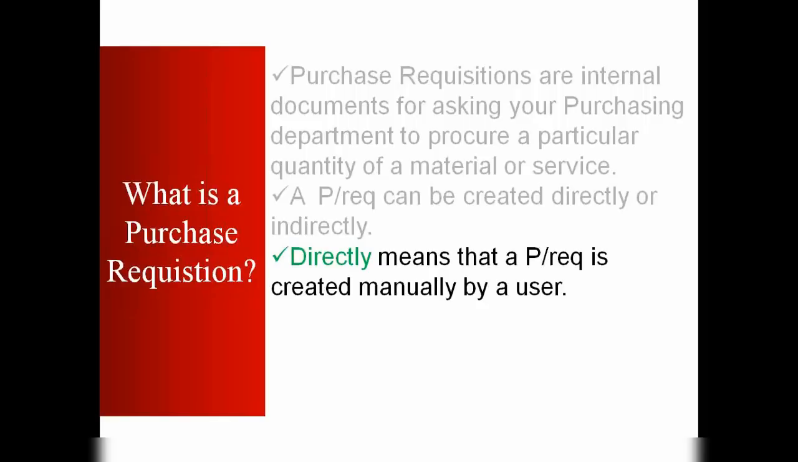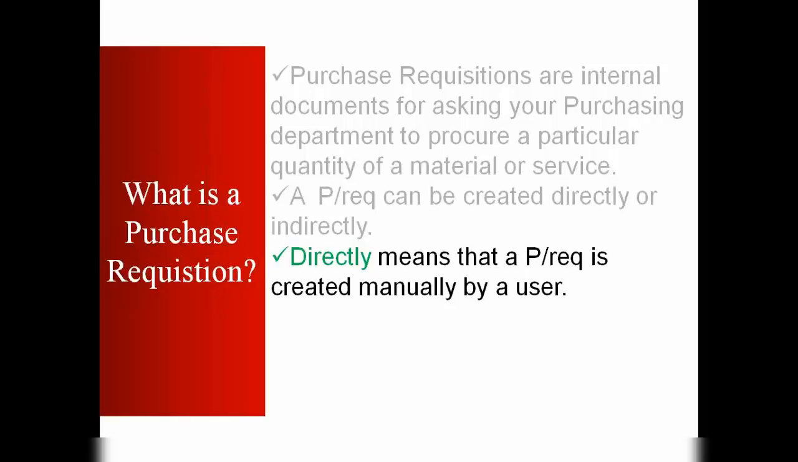The other one is indirectly, or you can say automatically. Indirectly or automatically means the purchase requisition is created automatically by SAP via MRP, maintenance order, or production order. There's a functionality in SAP called MRP, which we'll talk about again in the next topics. MRP can generate automatic purchase requisitions depending on the requirements.